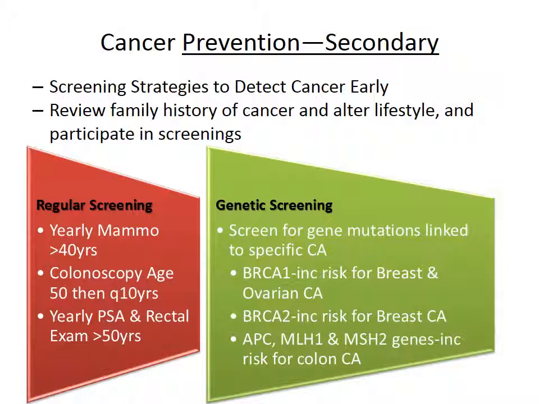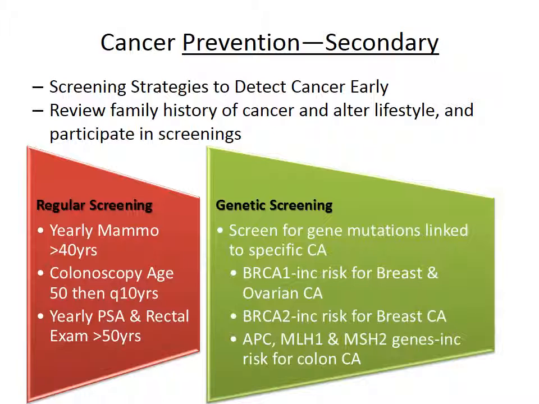Secondary cancer prevention is aimed at screening strategies that help to detect cancer early. You want to review family history of cancer, alter the patient's lifestyle, and participate in screenings. Regular screenings include a yearly mammogram at age greater than 40 years, a colonoscopy at age 50 and then every 10 years, and yearly PSA and rectal exams at age 50 and greater.